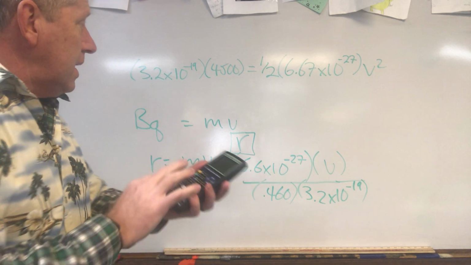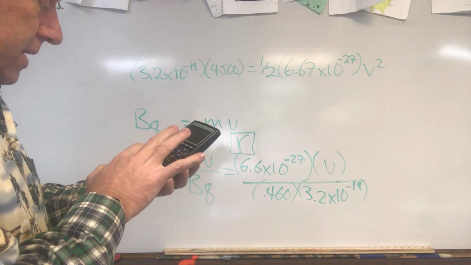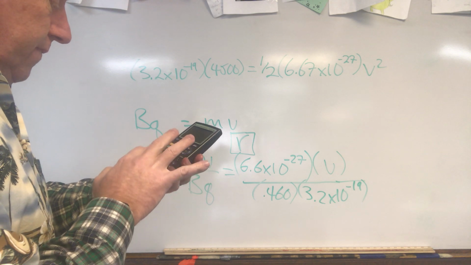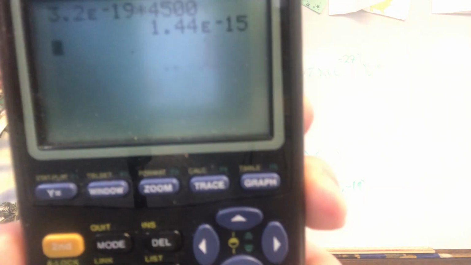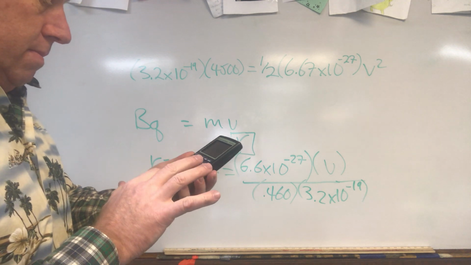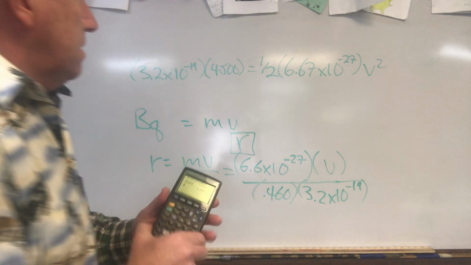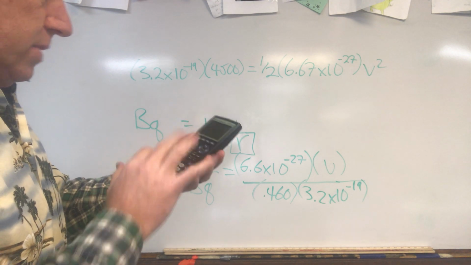Lots of calculating. Let's go ahead and take 3.2, second function exponent, negative 19 times 4,500. Enter. Okay. All right, get that. Okay. We're going to multiply it by 2. Multiply by 2, enter. Then divide by 6.67. Try this at home.